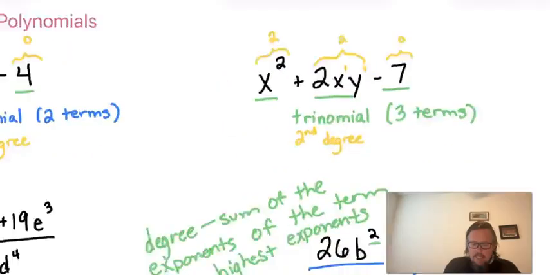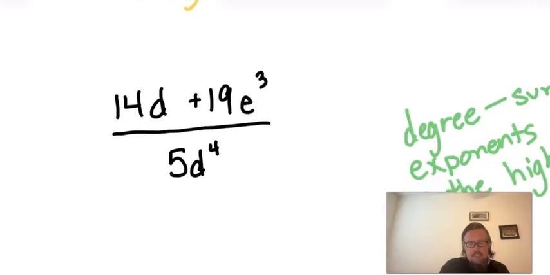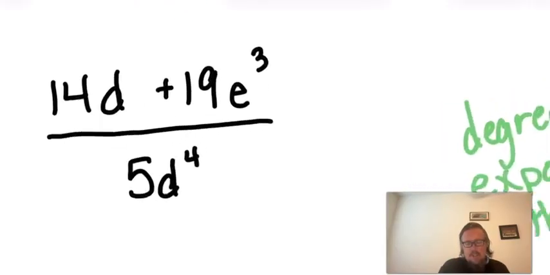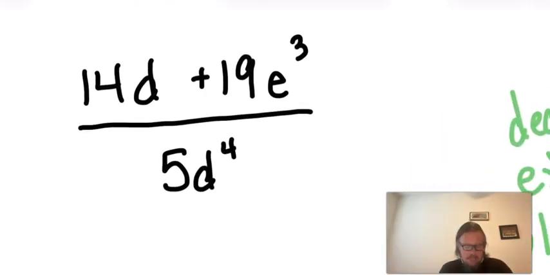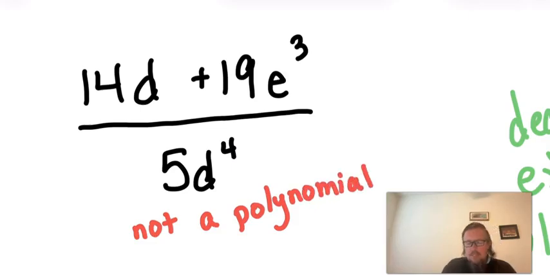So we've got one guy left. Let's go take a look at him, and it's the 14d plus 19e cubed over 5d to the fourth. And believe it or not, this is our only one that is not a polynomial. And you may be looking at this and thinking, what do you mean it's not a polynomial? It's got a 14d and a 19e cubed. It's absolutely a polynomial. What are you talking about? It's got a plus sign. We've got these two terms here.